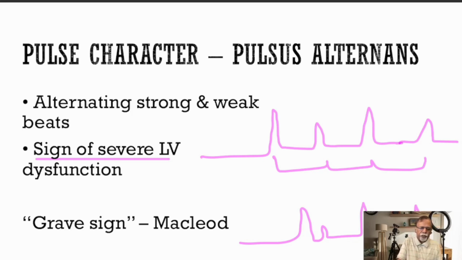This is a grave sign of LV dysfunction. So pulsus alternans is a grave sign of LV dysfunction.